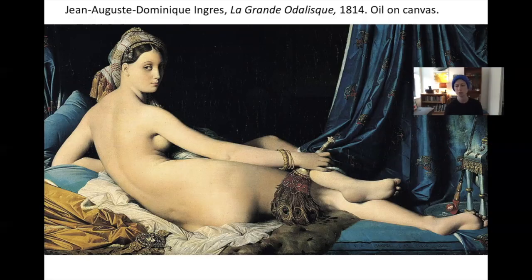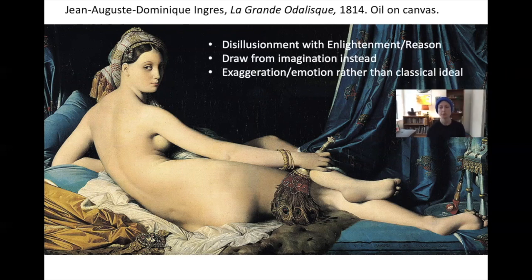show a disillusionment or a distrust with Enlightenment era reason. These artists draw from the imagination in some ways, exaggerating certain forms rather than showing a classical ideal. It's often brought up, for example, in this painting that the woman's anatomy is kind of off, like she has a few extra vertebrae that don't exist, just to elongate her back and her spine. So she looks kind of unnatural, actually, through that kind of exaggeration rather than portraying a classical ideal.